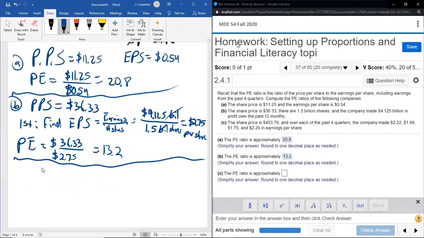All right, C. This one, I would say, is not the most difficult. I would say B was, but there's still something you have to do. They give us the share price. So our price per share, or share price, is $453.79. That's about what Apple was before they split their price. Again, a split is not a bad thing or a good thing necessarily. It's just a thing companies do.